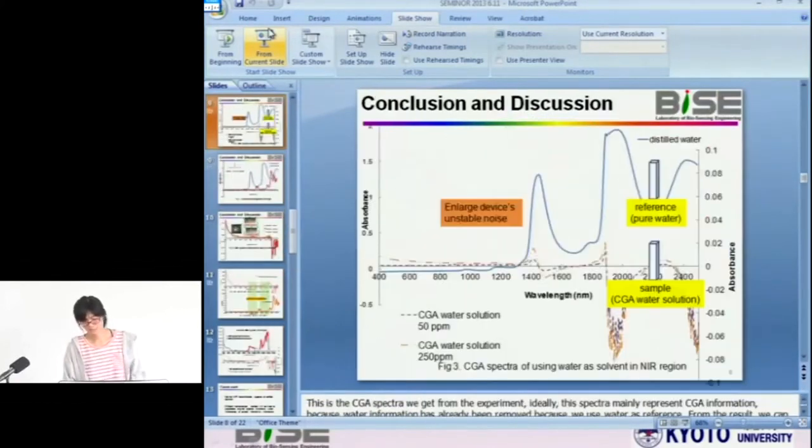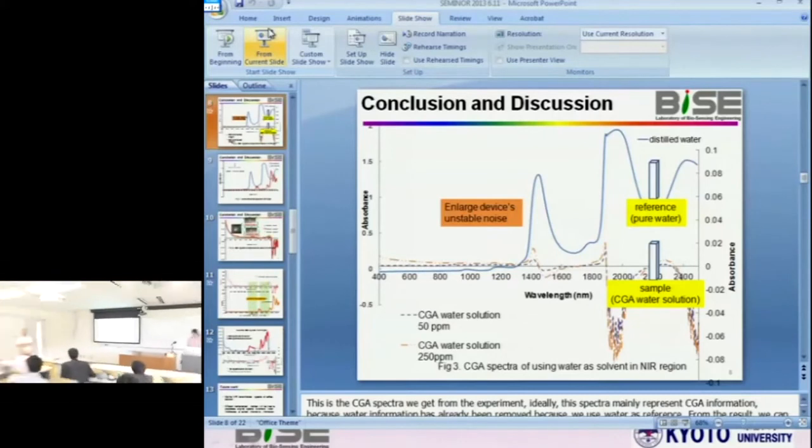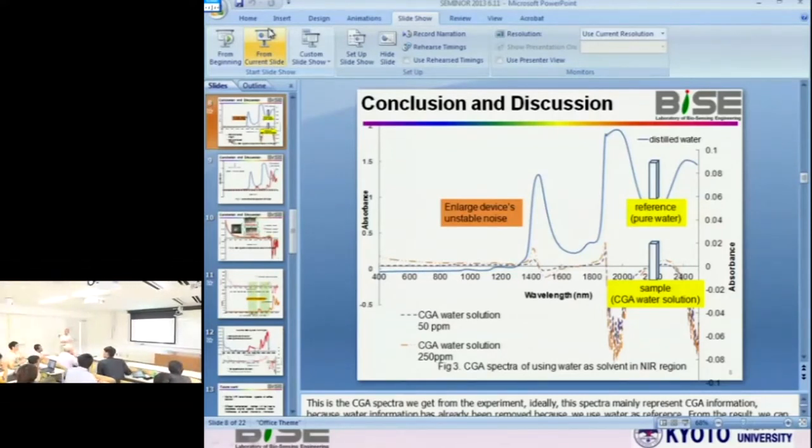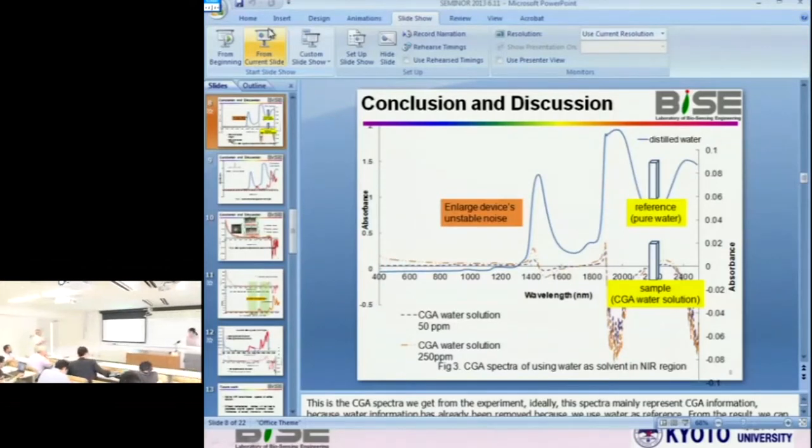Any suggestion? Comment? You measure the CGA solution by using pure water as a reference. Yes. So is it popular in NIR measurement? Usually, for previous research, they just use air as a reference. But I think using water as a reference is better because the water information will be removed.